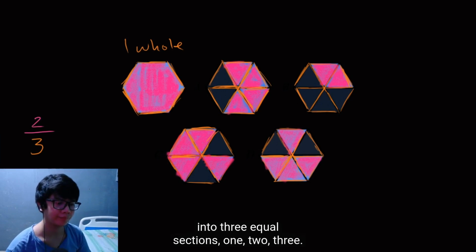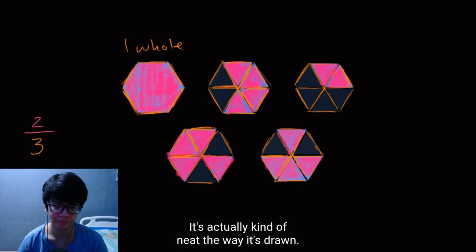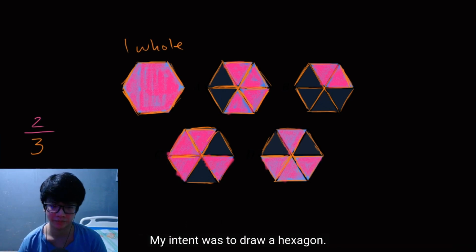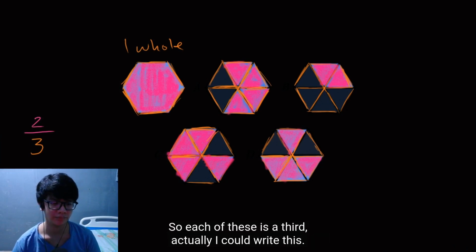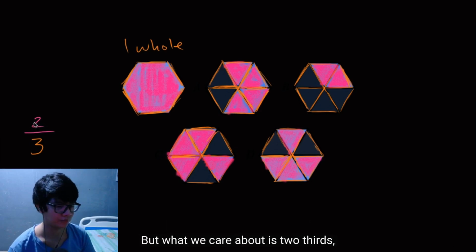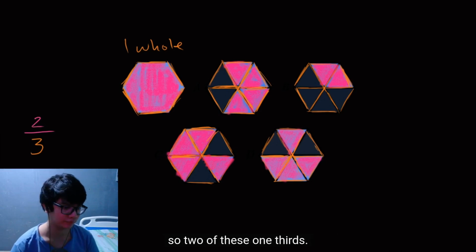1, 2, 3. And it's actually kind of neat the way that it's drawn. It looks like a 3-dimensional cube, but that was not my intent. My intent was to draw a hexagon. So each of these is a third. Actually, I could write this. That's 1/3. That's 1/3. And this is 1/3. What we care about is 2/3. So 2 of these 1/3.